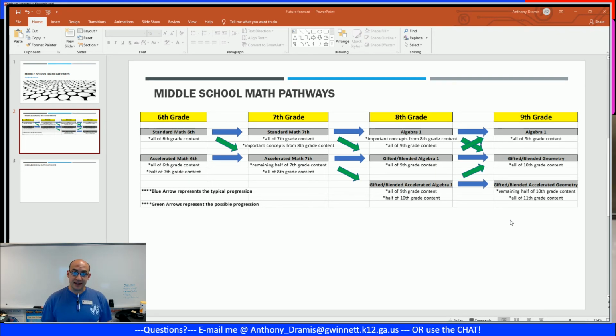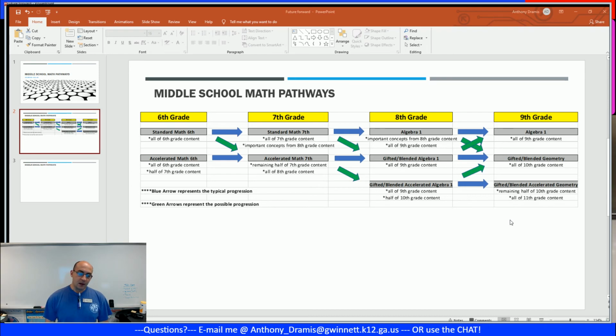If your child is in accelerated 7th grade math, the natural progression at Hull is to get them into gifted blended Algebra 1. So you may be saying to yourself, well, wait a minute, that's the same thing as the previous class. Yes and no. Yes, in terms of how many units we cover or the content that we cover, but no, because it is a little bit faster paced and we go deeper into the rigor because of what we're going to be sending students to in 9th grade. And I'll explain a little bit more of that in a minute when I get to the 9th grade one.